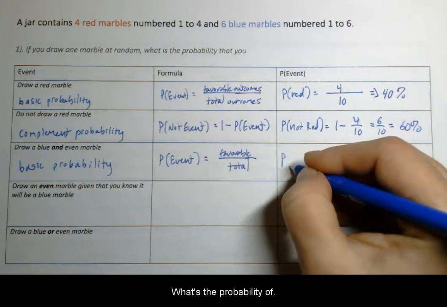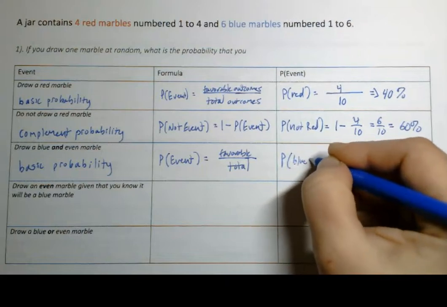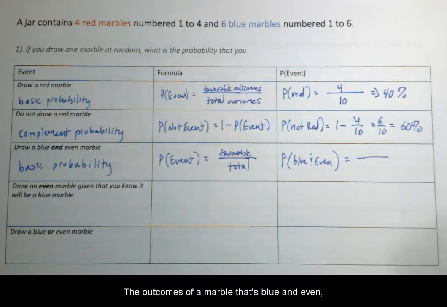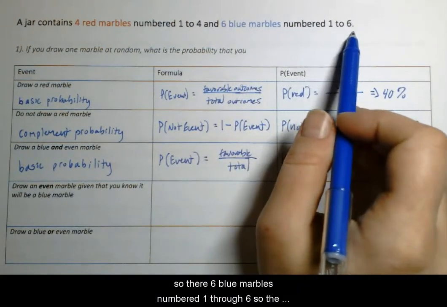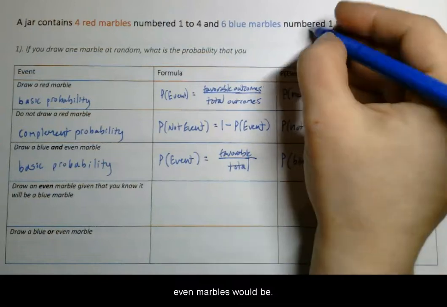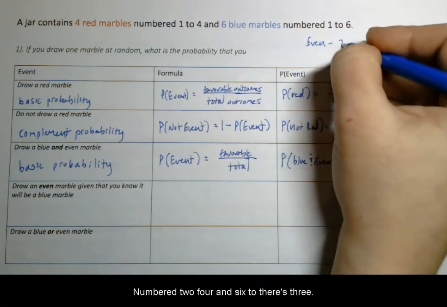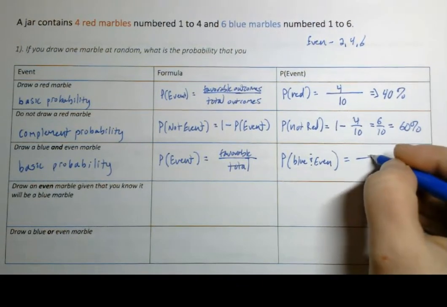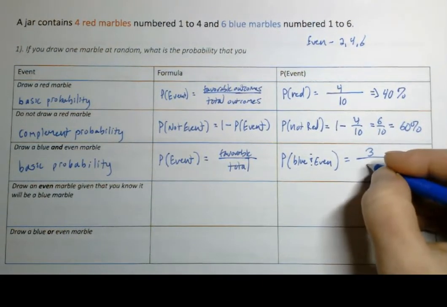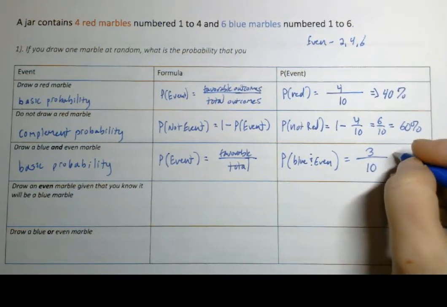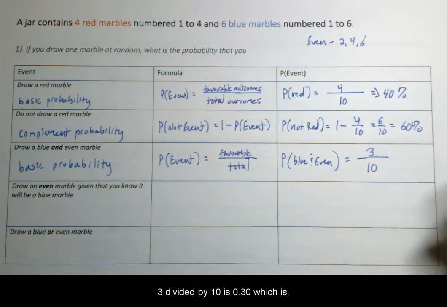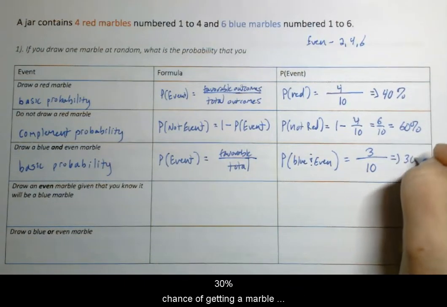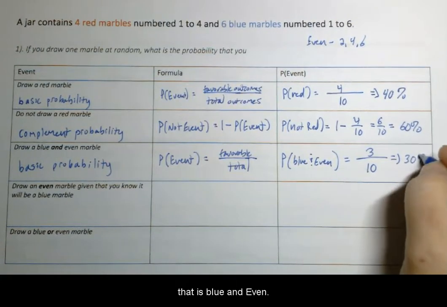So the probability of blue and even would be the outcomes of a marble that's blue and even. So there's 6 blue marbles numbered 1 through 6. So the even marbles would be numbered 2, 4, and 6. So there's 3 even blue marbles. So that's 3, which are blue and even, out of all the marbles, 10. And 3 divided by 10 is 0.30, which, if we convert it to a percent, would be 30% chance of getting a marble that's blue and even.